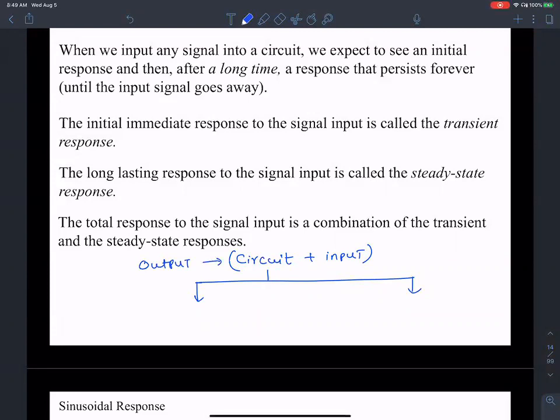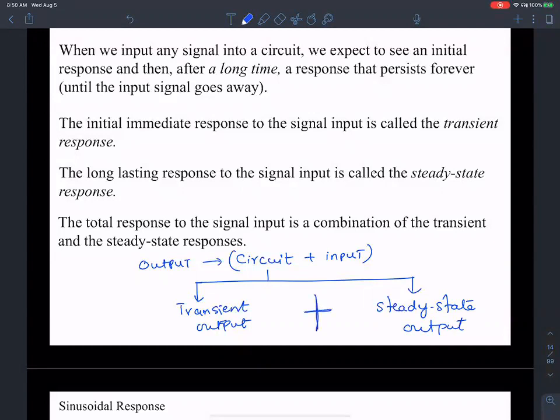of a circuit that gets an input can be divided into a transient output, which is a knee-jerk short-term output, and then a steady state output. Okay, it's a steady state output as well. This is the response that the system settles into. So the bottom line is the overall response.